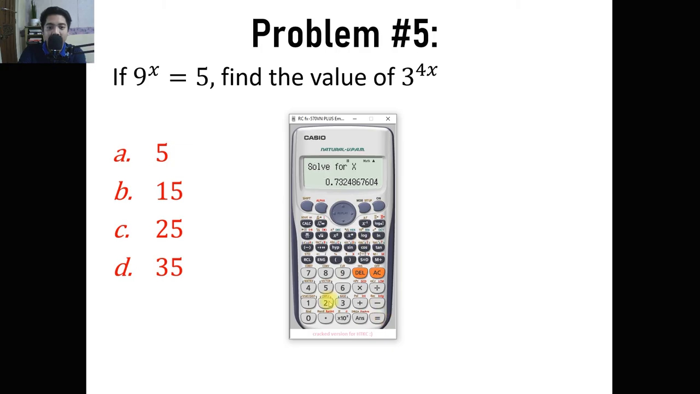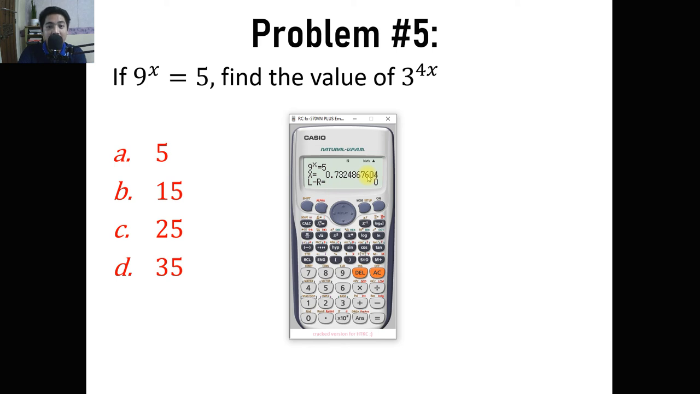Let's try again 25. We are actually having a range of values. If this appears, L minus R is not still equal to 0, you press continue, equal sign, until L minus R would be 0, so you still arrive at 0.732. So this is the answer for the value of x.